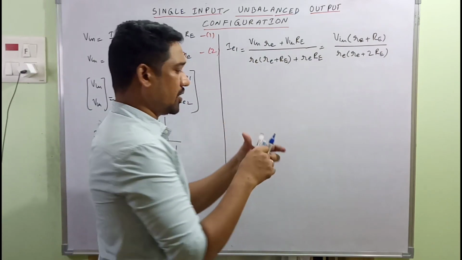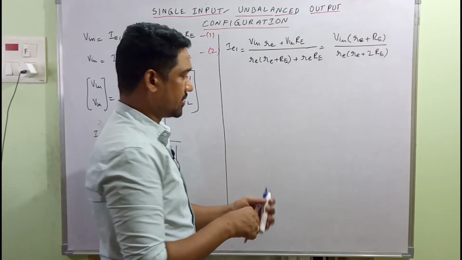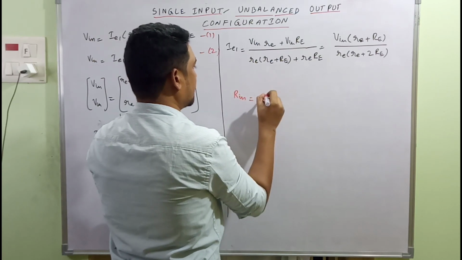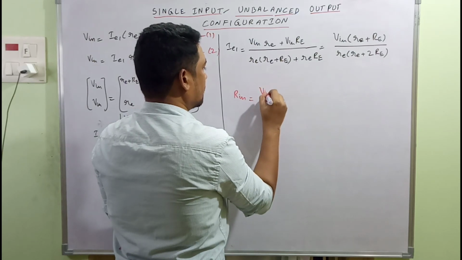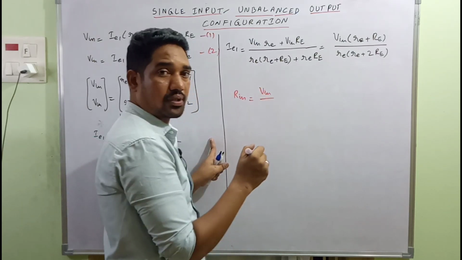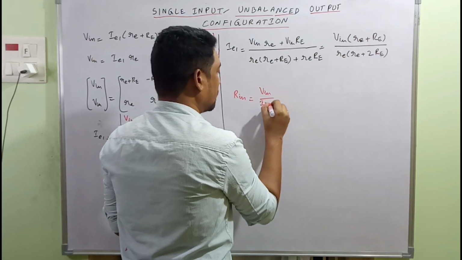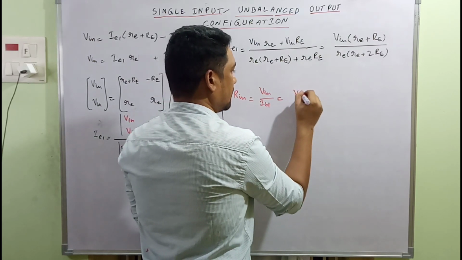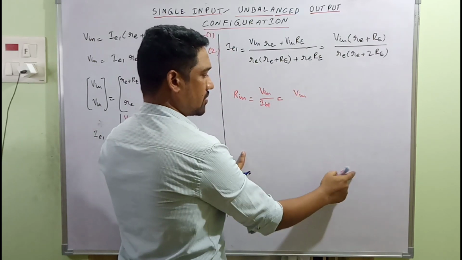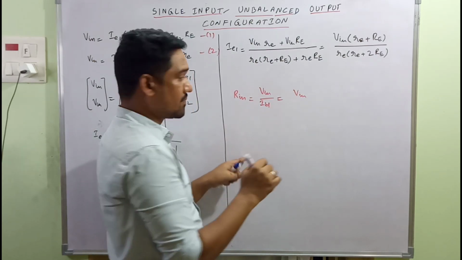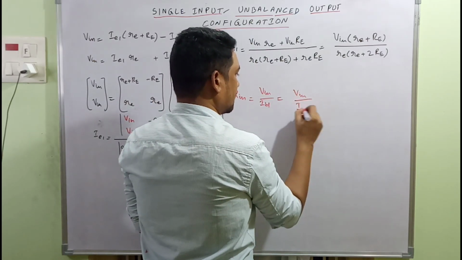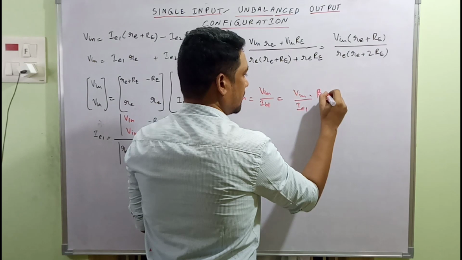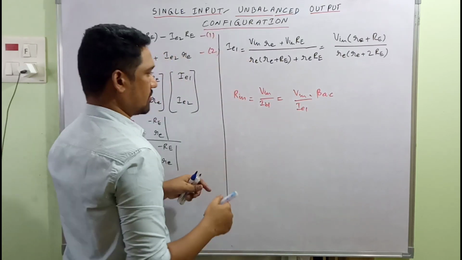Now I'm in search of the input impedance of the configuration. What is that? It's the input voltage V in by the input current IB1. IB1 can be substituted with something else from the beginning. We are sticking to that, so IB1 could be IE1 upon beta AC. This is the simplified expression.